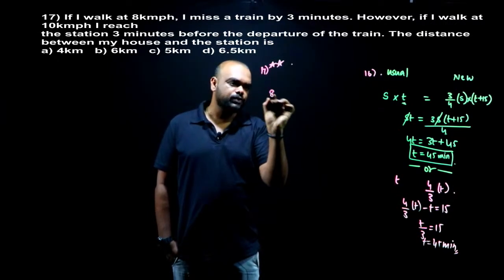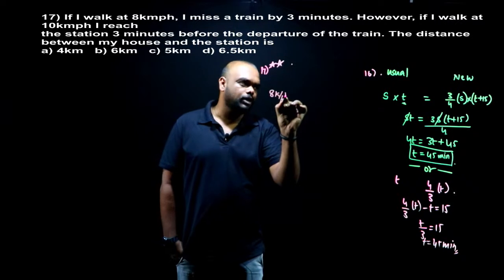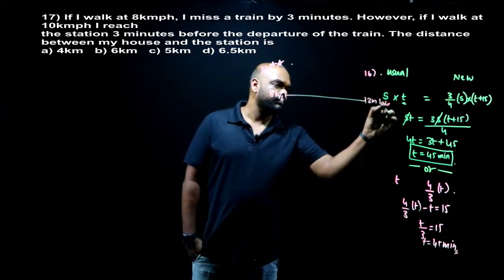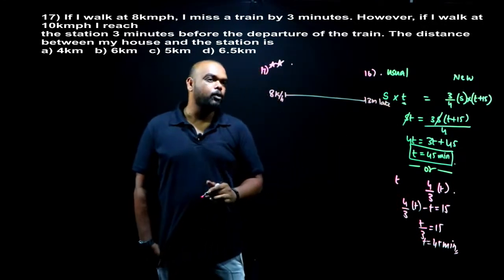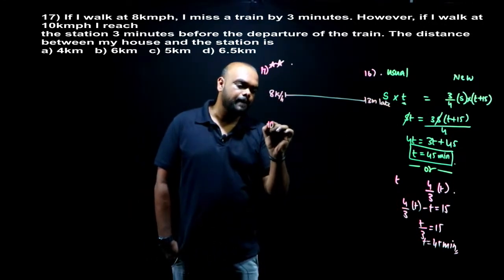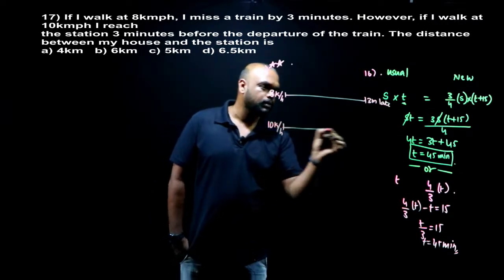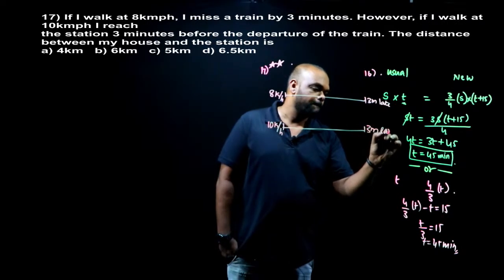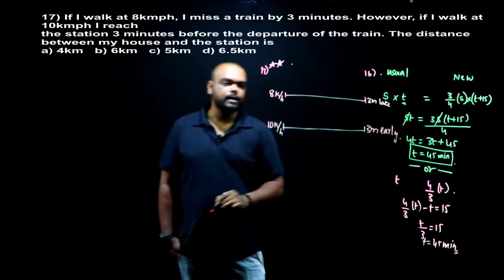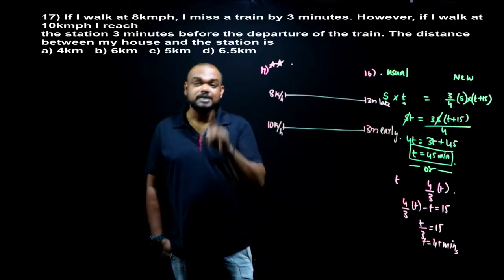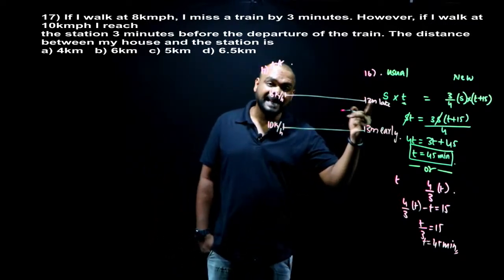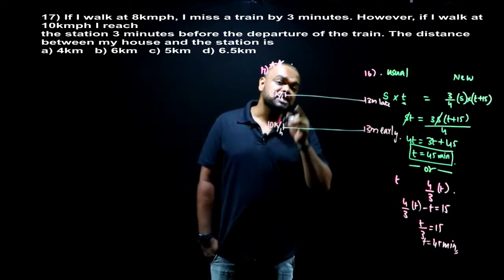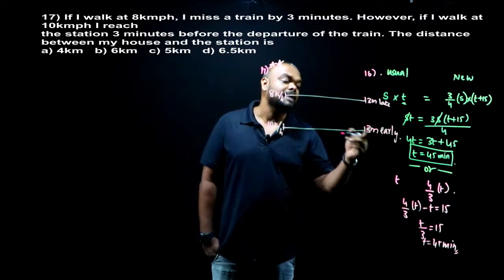So let me represent it first. When I travel at 8 km per hour, I'm 3 minutes late. Suppose if I travel at 10 km per hour, I'll reach 3 minutes early. What is happening here? When I travel at 8 km per hour, I'll miss my train by 3 minutes. It means I'm late by 3 minutes. But if I travel at 10 km per hour, I'm 3 minutes before the departure of the train. It means I'm 3 minutes early.